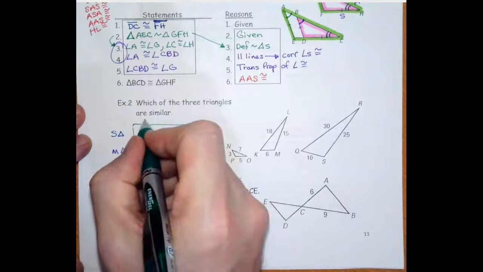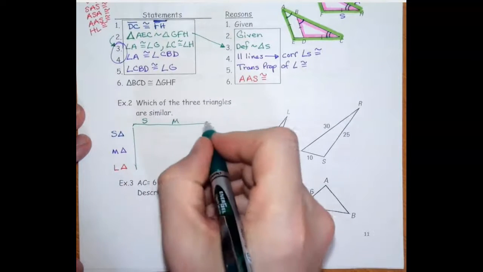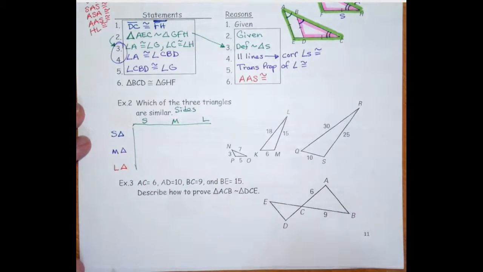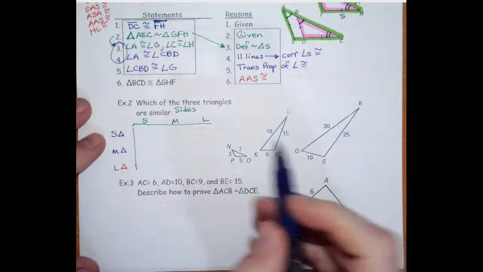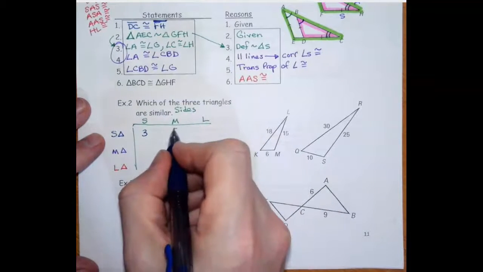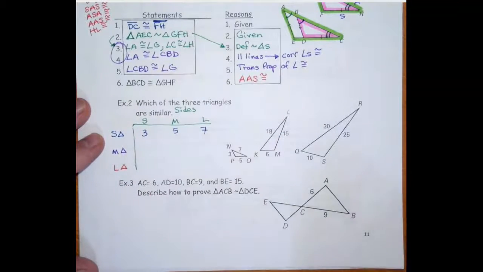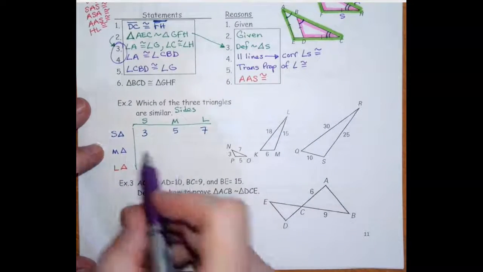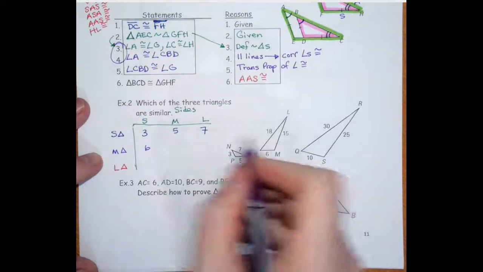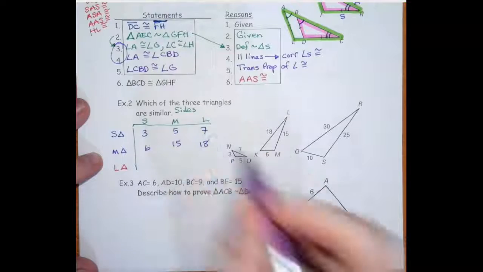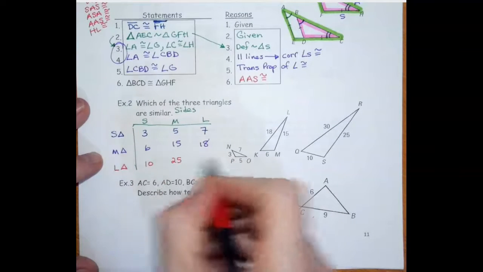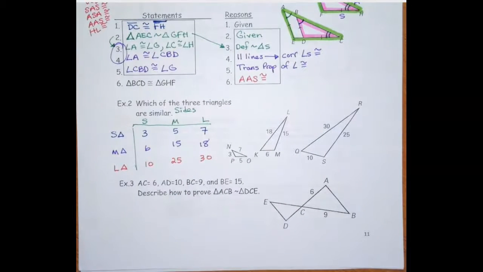Across the top we have the small side, medium side, and the large side. So we fill in some of those things. The small side of the small triangle is 3, and the medium side of the small triangle is 5 and 7. So I hope you can pause and fill the rest of that out. And again, pausing on all these would be a good idea. So now we have 6, 15, and 18, and then the large one we have 10, 25, and 30.